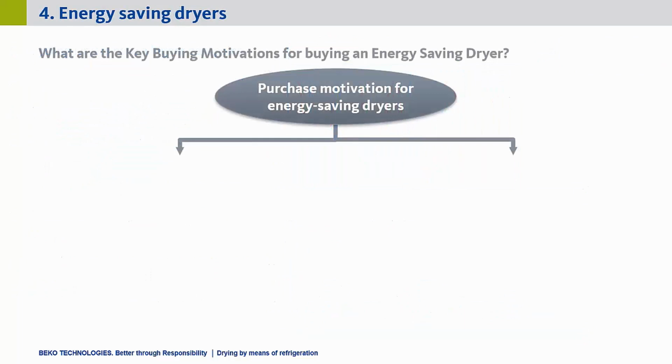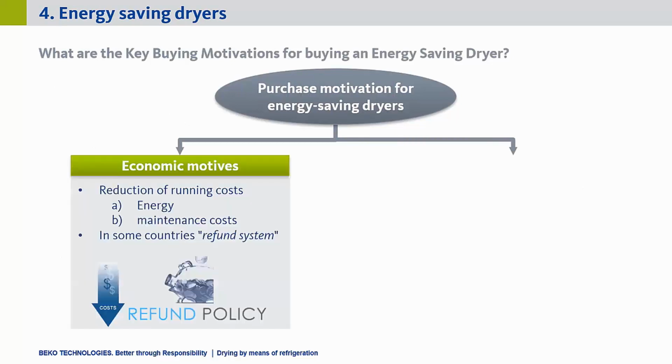So, speaking of motivations, what are the key buying motivations for an energy saving dryer? In our opinion, there are 2 key motivations. On one hand, these are of course the economic motives: reducing running costs, energy costs, maintenance costs, all that. And in some countries, you also have a refund system, so sometimes you can get money back from the government as soon as you use components that save energy or the environment.